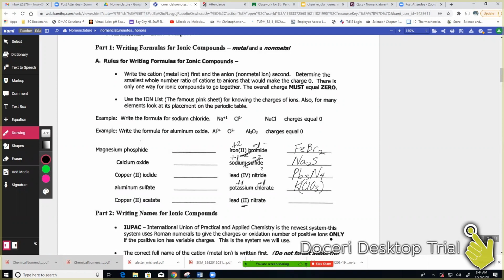Lead, right here, it tells me it's a +2. I don't even have to go to my sheet. It's like a little cheat sheet. Nitrate is a -1. So they're going to switch places. So Pb, will it have a subscript? No, because it's a 1. We don't write 1. Nitrate is NO3. I got that off my ion sheet. And because I'm going to have to give it a subscript, I have to put it in parentheses. So what is its subscript going to be? 2.